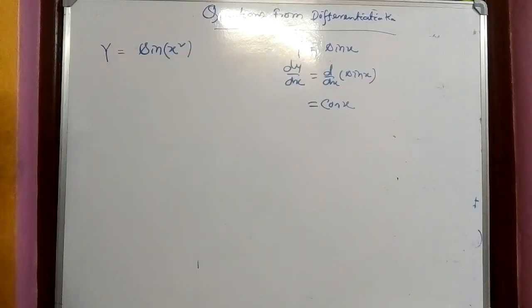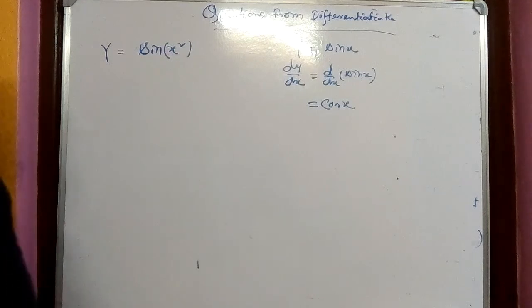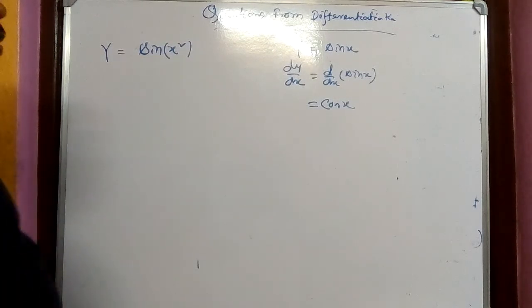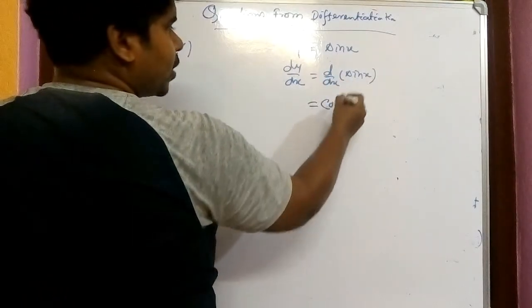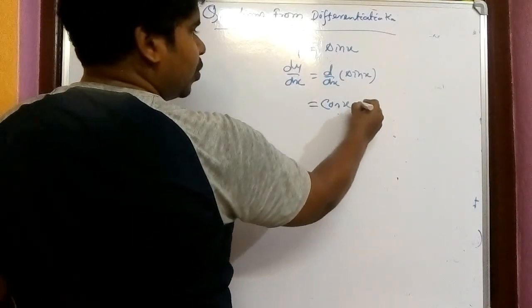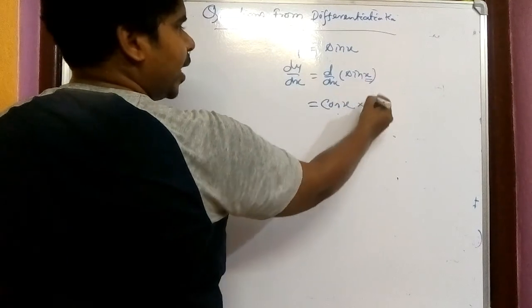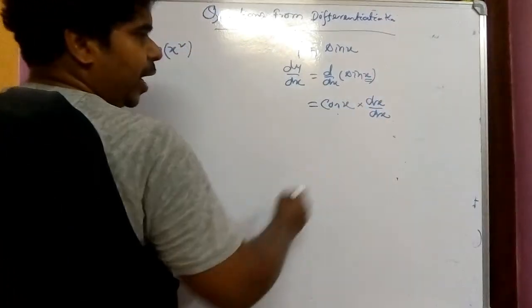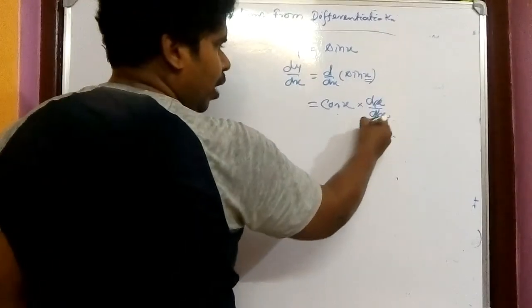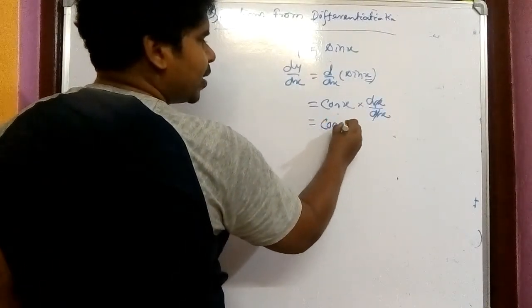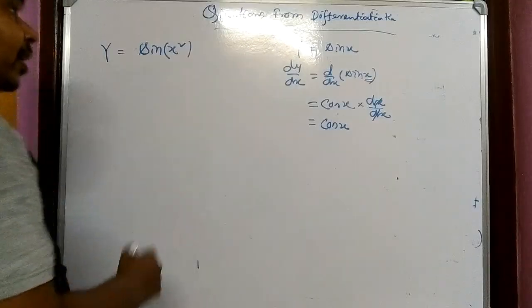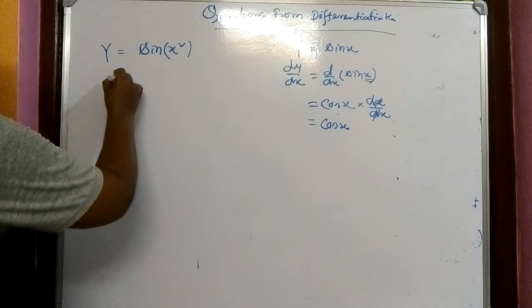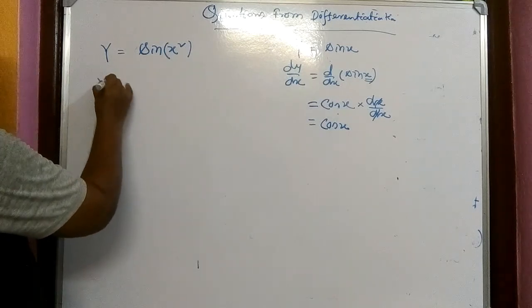No problem? I'm telling, yes, there is a problem. Here we have to miss one thing. What is it? We are writing d dx of sine x is cos x into, along with it, as it is x, it is dx by dx. And as dx by dx equals 1, we write directly cos x. But when it is x square, then our idea is changed.